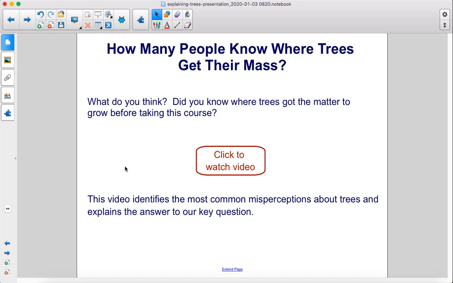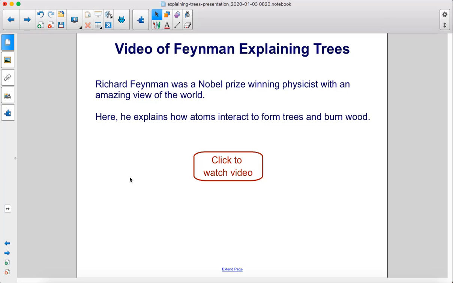What do you think? Did you know where trees got the matter to grow before taking this course? This video identifies the most common misperceptions about trees and explains the answer to our key question. Richard Feynman was a Nobel Prize-winning physicist with an amazing view of the world. Here, in this video, he explains how atoms interact to form trees and burn wood.